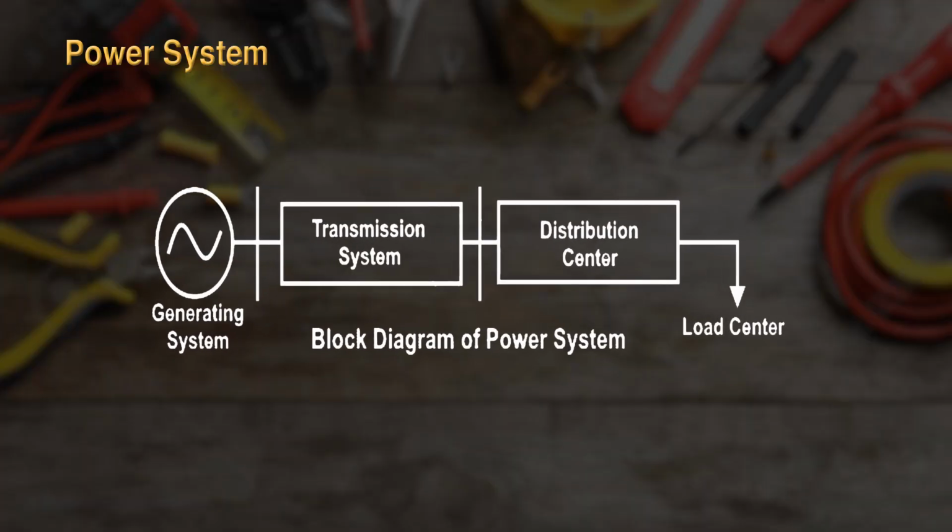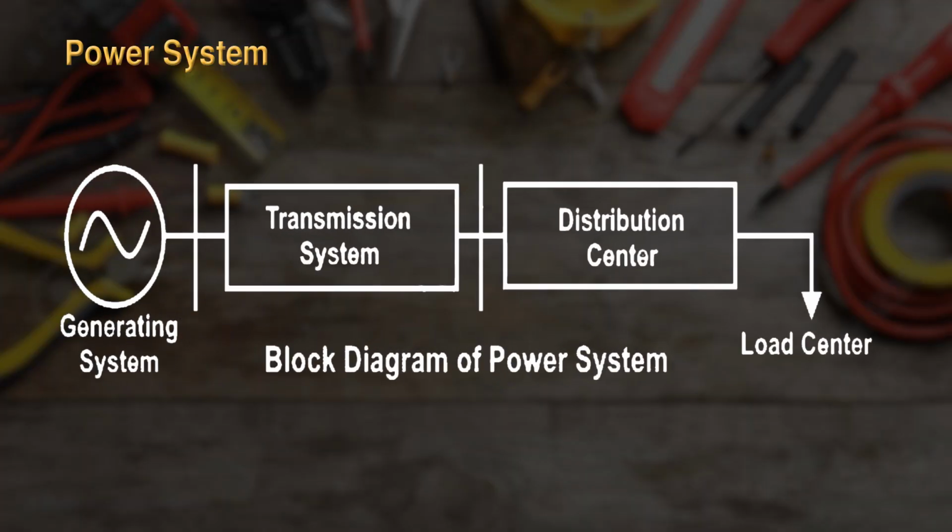So as you know, the term power system. Basically a power system has three main components, that is the generating system, then the transmission system, and third is the distribution system. The generating system is where electrical power is generated, and this power can be generated from a thermal power plant, nuclear power plant, hydro power plant, or solar power plant.